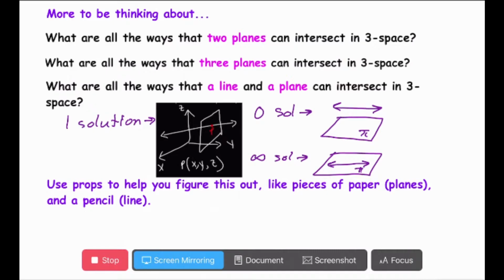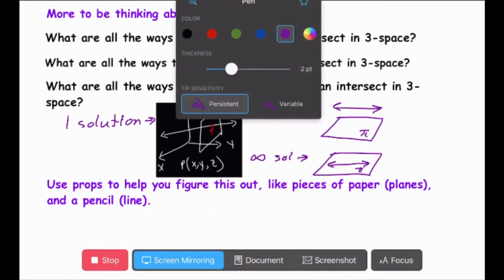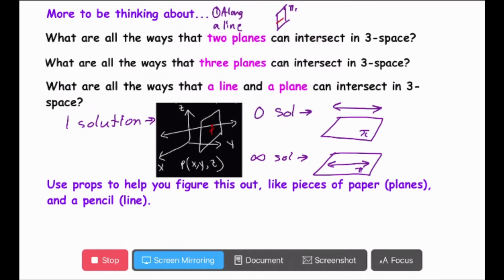When dealing with 2 planes, there's going to be 3 ways they can intersect. It can be along a line. So, for instance, we have our first plane here. Oh, that looks terrible. Let's try that again. Plane 1, and then plane 2 goes right across it.